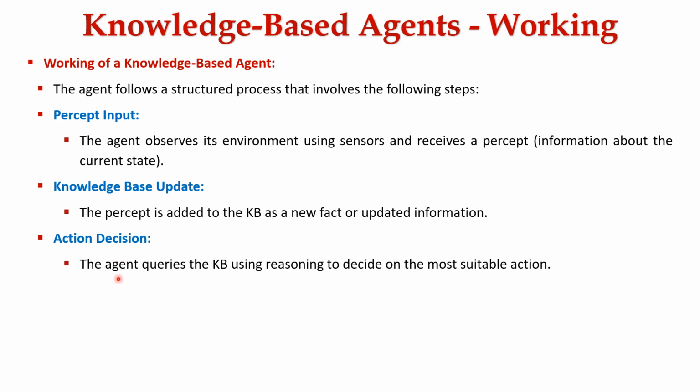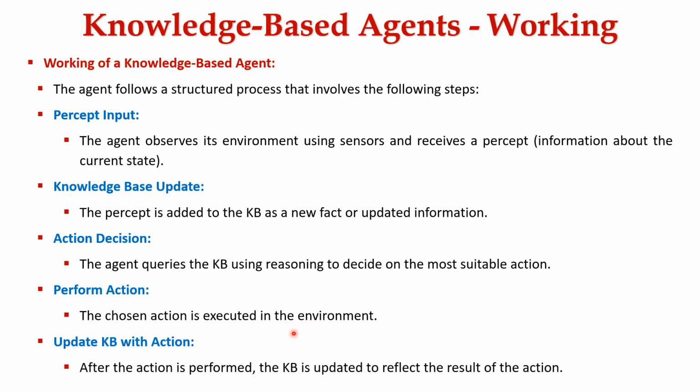Action decision. Here, the agent queries the knowledge base using reasoning to decide on the most suitable action for the current scenario or percept. Next, perform action. So it chooses the action and then the chosen action is executed in the environment. So that is called as perform action. Next, update knowledge base with action. So after action is performed, the knowledge base is updated to reflect the result on the action.